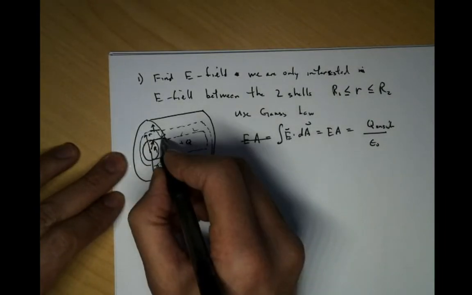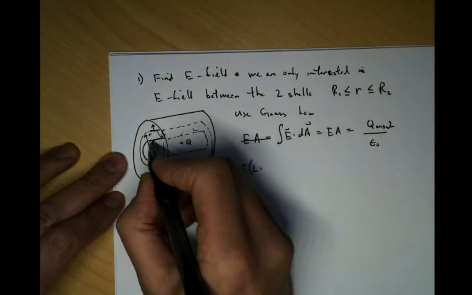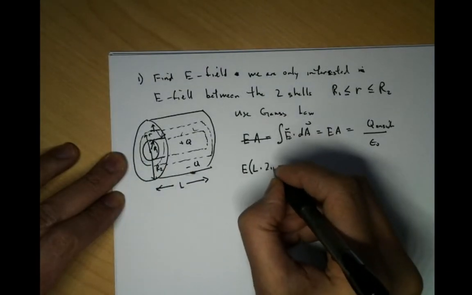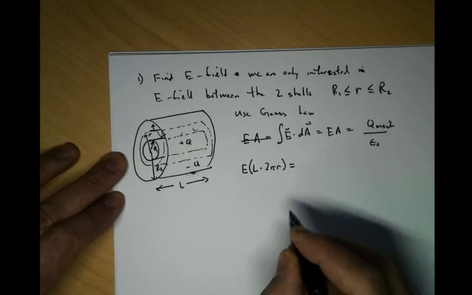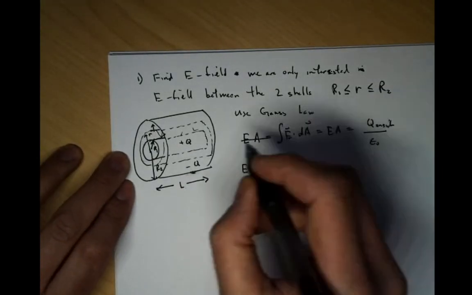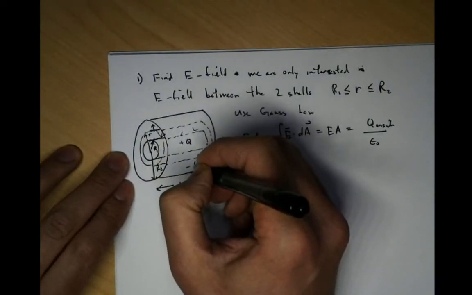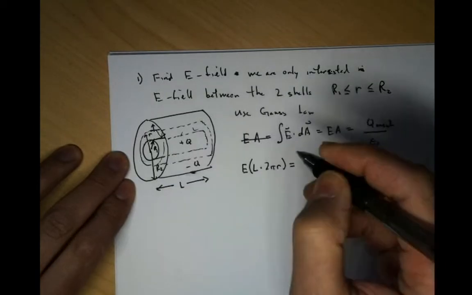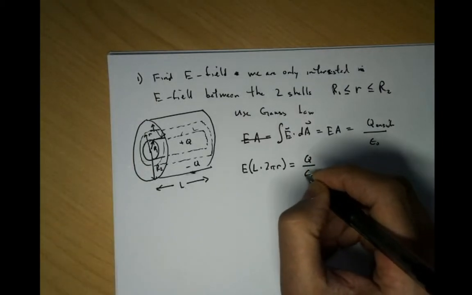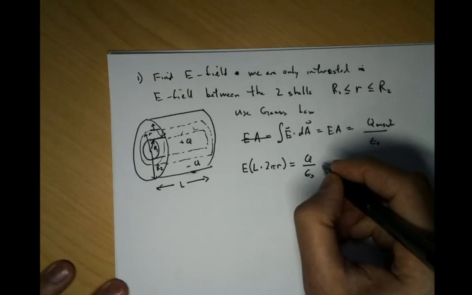Well, it's just some length. So E times L times the width, which is basically the circumference of this circle, 2 pi r, is equal to Q inside over epsilon naught. Sometimes that's the hard part. In this case, it's the easy part. What's the charge contained inside the cylinder? Well, it doesn't contain the negative Q part. It just contains the positive Q part. So it's just plus Q divided by epsilon naught. There, I'm done.